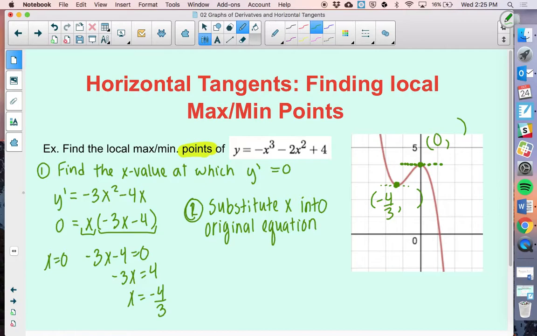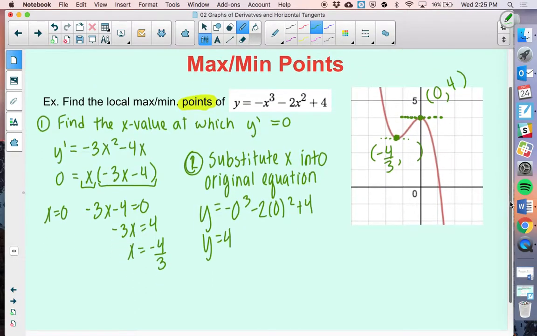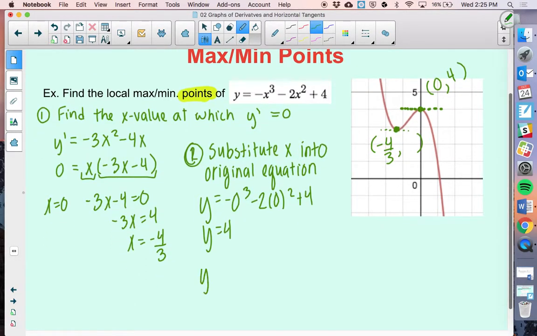So I'll do 0 first. So we get y equals negative 0 cubed minus 2 times 0 squared plus 4, and that gives you 4. So I know that the y coordinate here is 4. And the second one, y equals negative, let's see, what am I plugging in again? Negative 4/3. Okay, negative 4/3 cubed minus 2 times negative 4/3 squared plus 4.